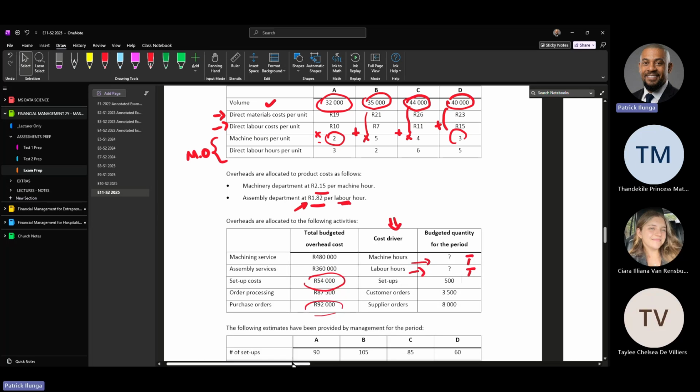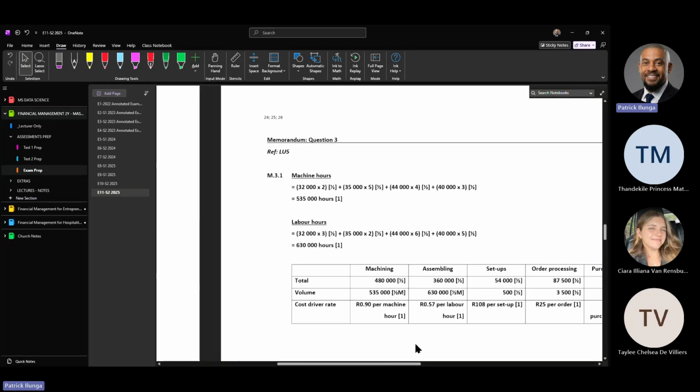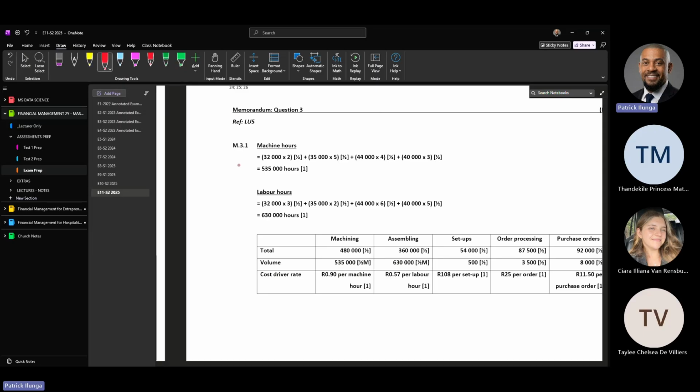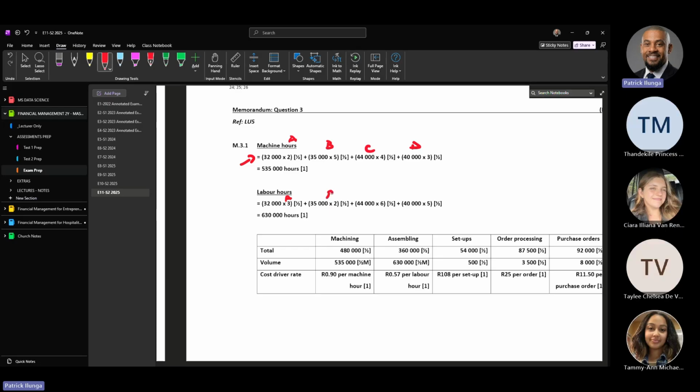As simple as that. So when you look here, we need to do this summary, and that's what absolutely needs to be done. Volume multiplied by the quantity for product A, for product B, for product C, and for product D. The same thing you do for the labor hours. Guys, do you get this repetition?